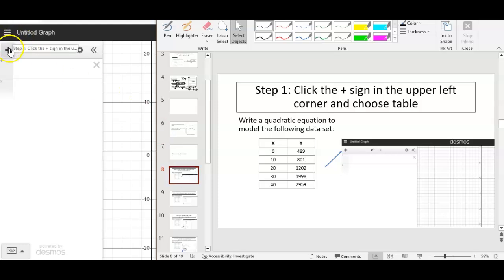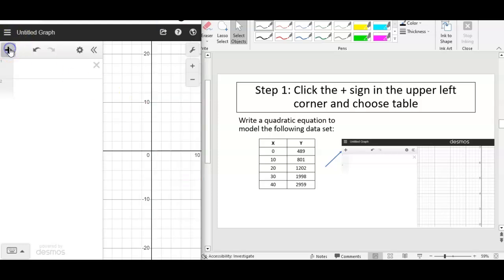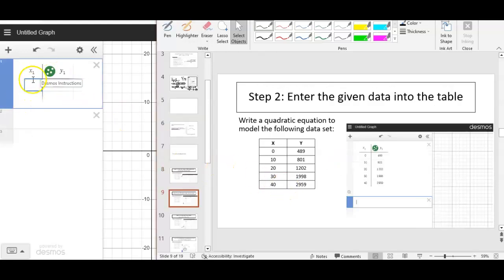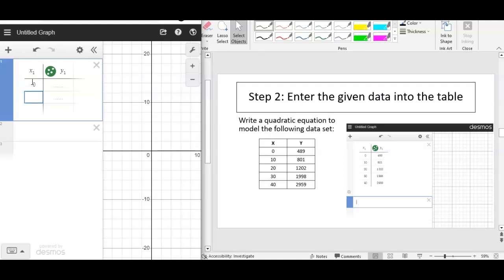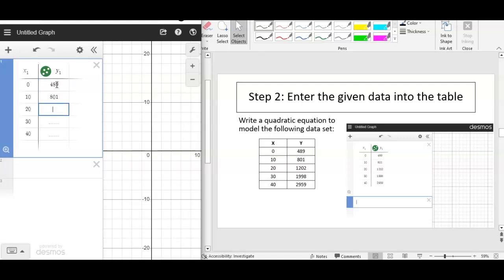So remember, you're going to click the plus sign in the upper left-hand corner and then choose the option that says Table. And then once your table shows up, you're going to enter these values from your problem into the table. So we enter 0, 10, and then Desmos will usually try to predict based on the pattern. So if those are correct, you can just click enter. If not, you can just overwrite them. And then for Y, we have 489, 801, 1202, 1998, and 2959.